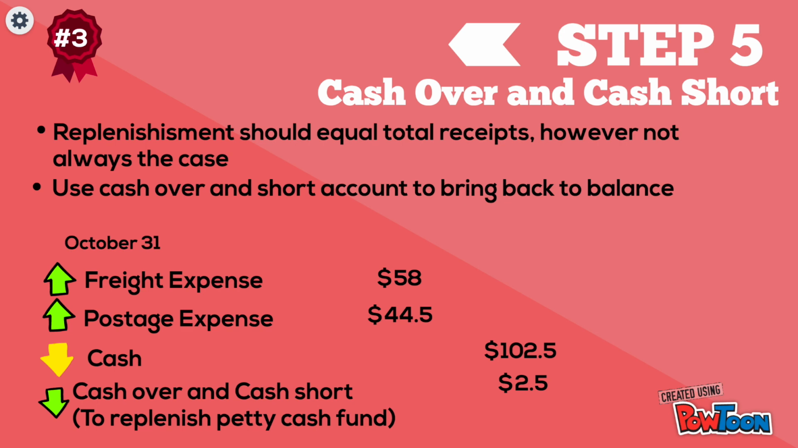We do this by, first, identifying the amount needed by solving for the difference in total receipts and the cash requested to replenish the fund. In our example, as total receipts exceeds this, we must decrease it by the difference, ultimately crediting the cash over and cash short account to balance Chelsea & Co.'s petty cash fund.